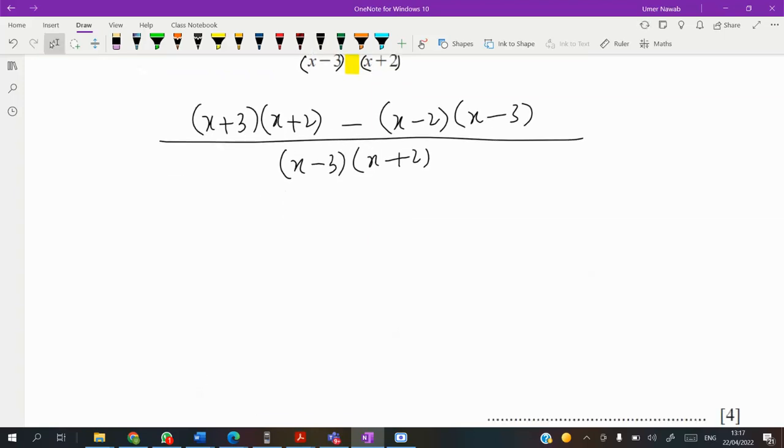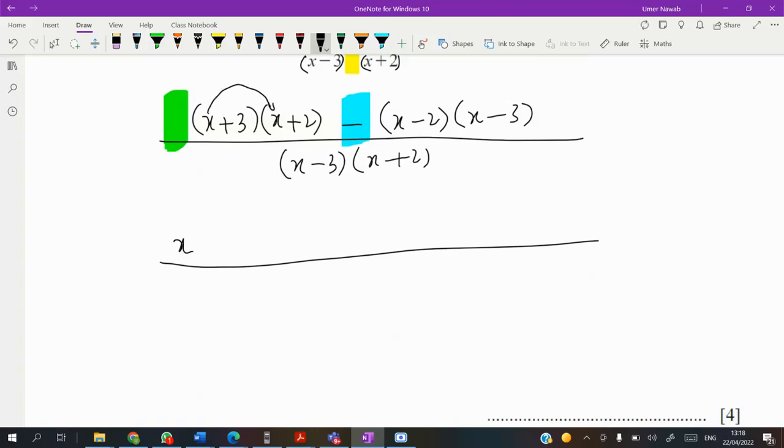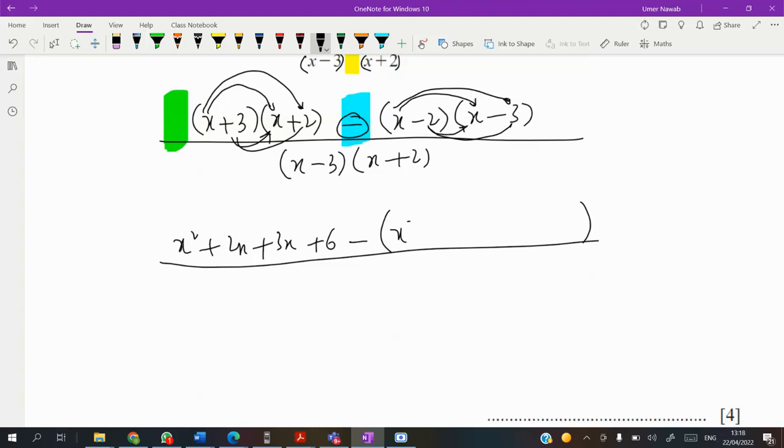Here, be careful, guys. There is a plus sign here, so no need to use the brackets. But in the second term here, we have a negative sign. So you will see how I will proceed. I'll just multiply x with x, x squared, x with 2, it is 2x, 3 times x is 3x, and then 3 times 2 is 6. This minus tells me I have to put the brackets on and do this multiplication inside the bracket. So x squared minus 3x minus 2x plus 6.